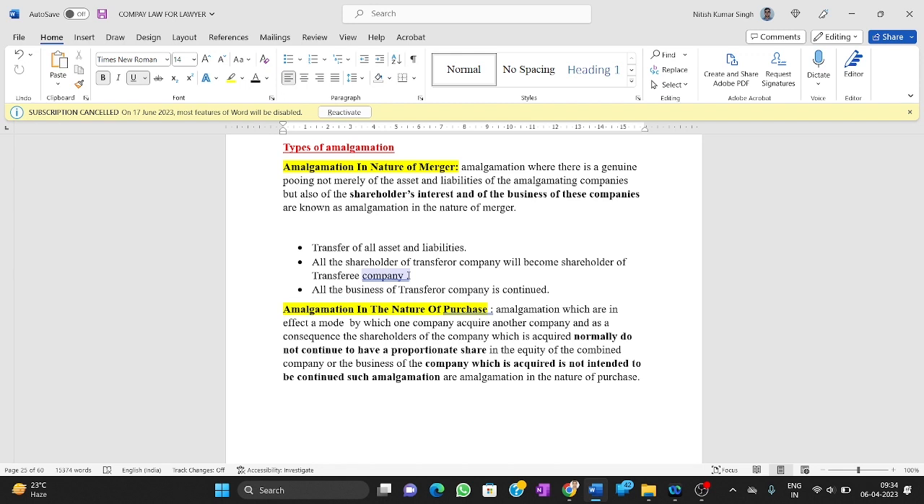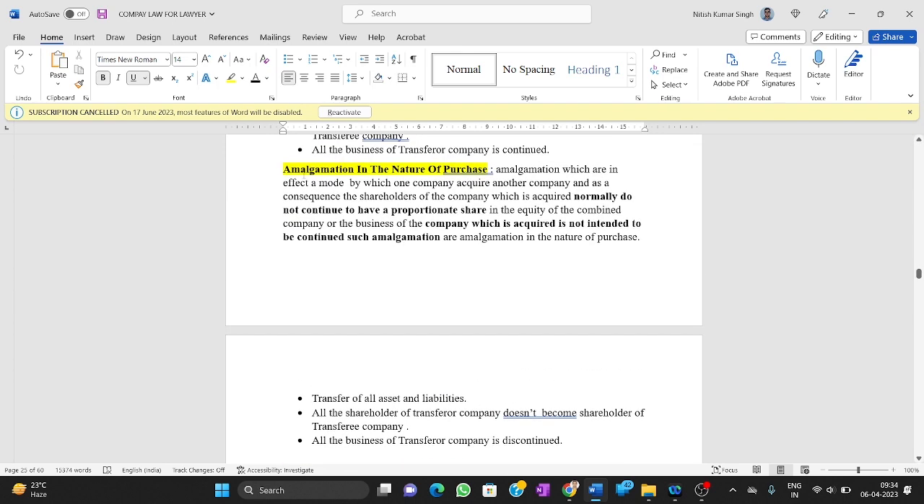Now let's talk about the difference between amalgamation in the nature of merger and amalgamation in the nature of purchase. In amalgamation in the nature of merger, the shareholders of the transferor company become the shareholders of the transferee company. But it does not happen in the case of amalgamation in the nature of purchase. Also, in amalgamation in the nature of merger, all the business of the transferor company is continued. But in amalgamation in the nature of purchase, the business of the transferor company is discontinued.